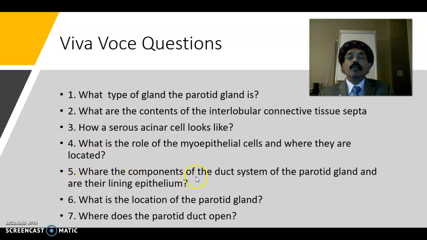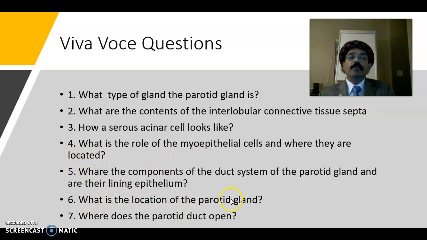What are the components of the duct system of the parotid gland and their lining? Initially, they start as low cuboidal epithelium. Eventually, it may be stratified columnar or stratified cuboidal epithelium.